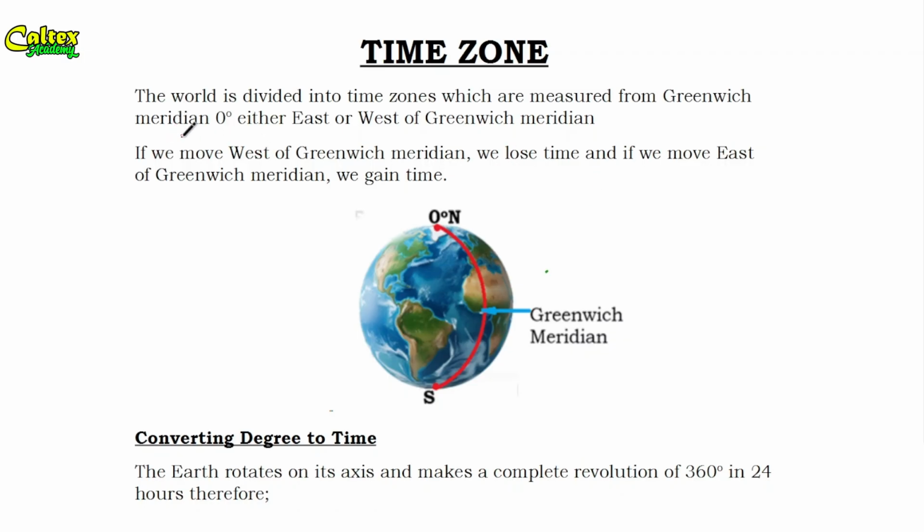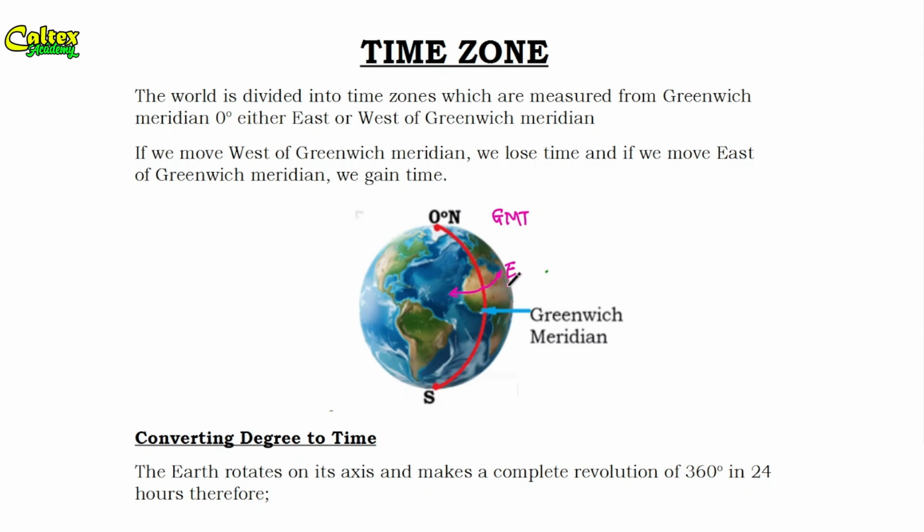So we have this note that says, the world is divided into two zones, which are measured from the Greenwich meridian, 0 degrees. From our globe here, this is the line 0 degrees Greenwich, passing from the North Pole, through many countries, and then to the South Pole, and it's at 0 degrees. The GMT system of measuring time starts from this line either to the eastern side or to the western side.